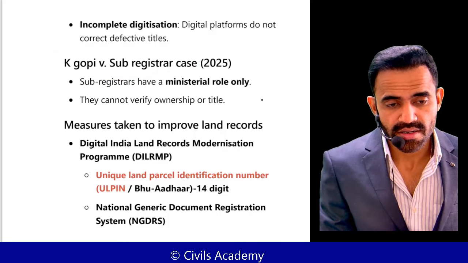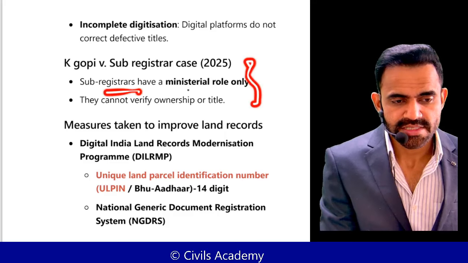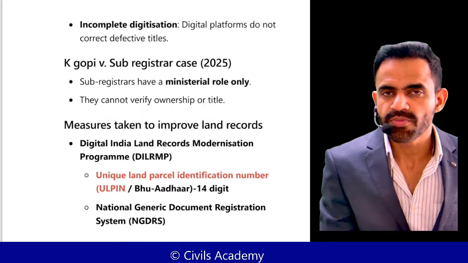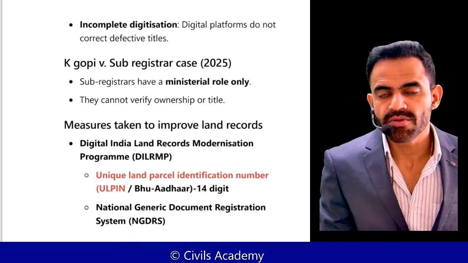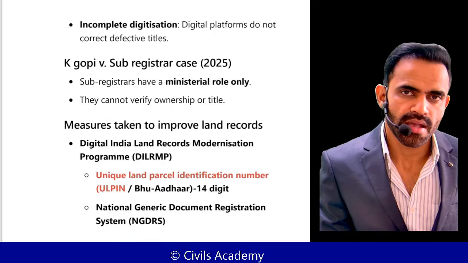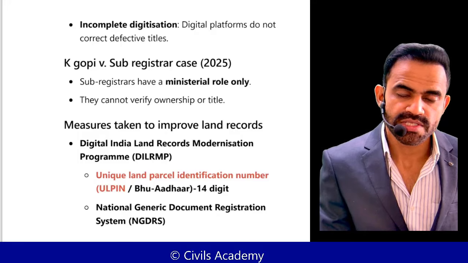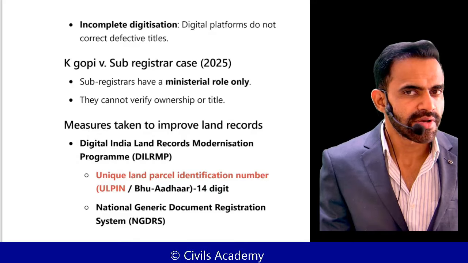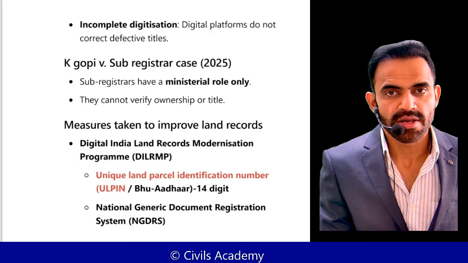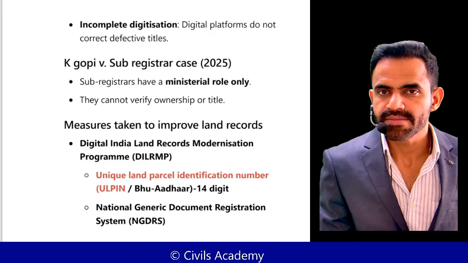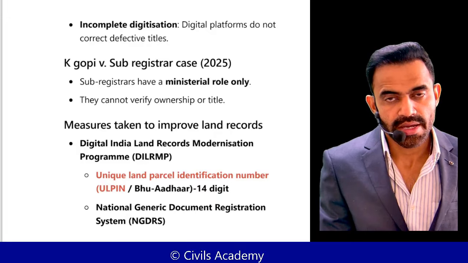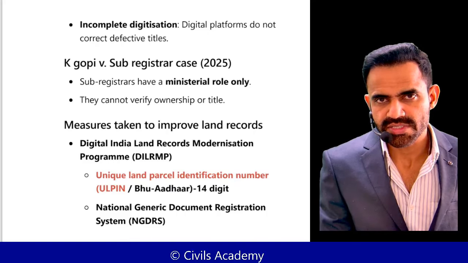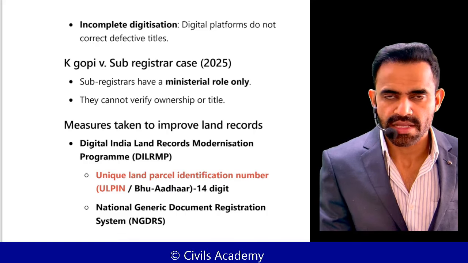understand the meaning of this statement. Sub registrars have ministerial role only; they cannot verify the ownership or title. In a very simple sense, government will just register it. Why? Because we follow presumptive land titling. The government will just register it. Government will not take any responsibility. Government will not verify whether your claims are right. It is your responsibility as a buyer to verify that. But in case of conclusive system, government will confer the ownership right.